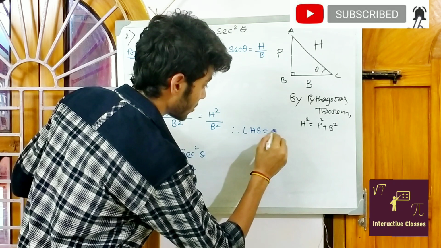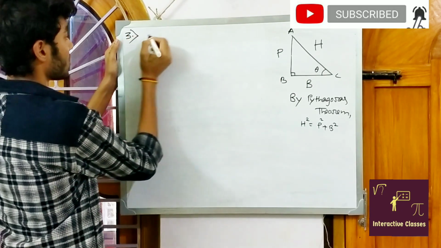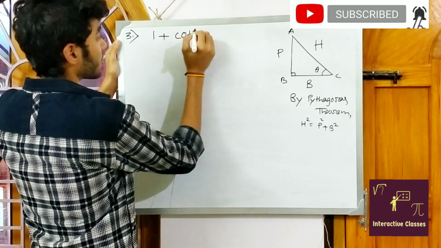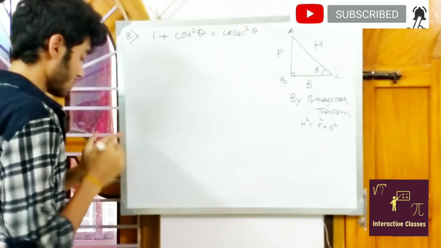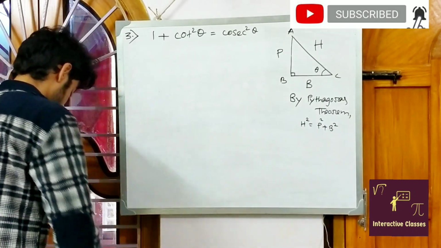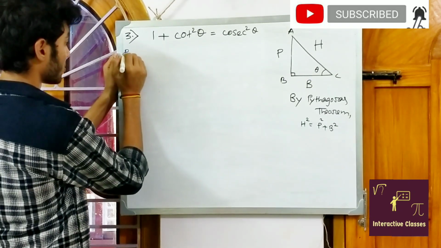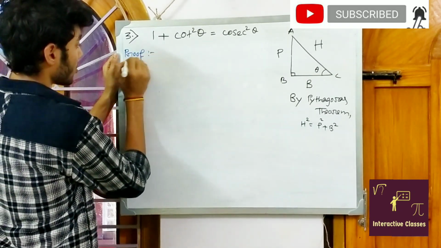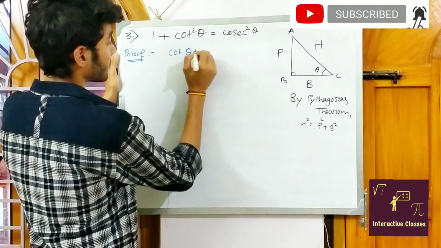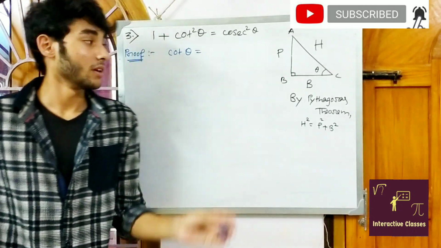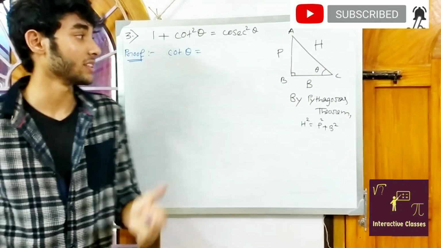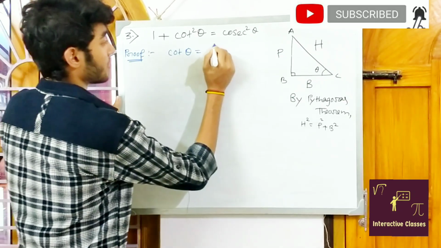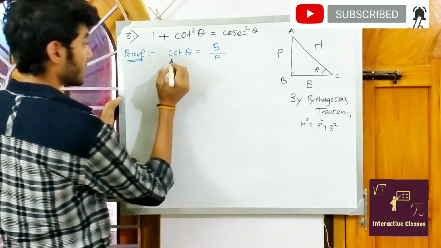Now let us do the last identity: 1 plus cot square theta equals cosec square theta. We know that tan theta is perpendicular by base, so cot theta is the reciprocal of tan theta. So cot theta we get as B by P. Similarly, cosec theta.